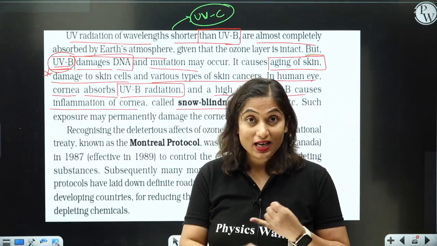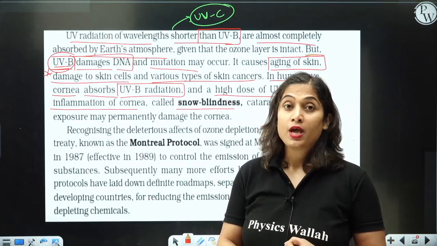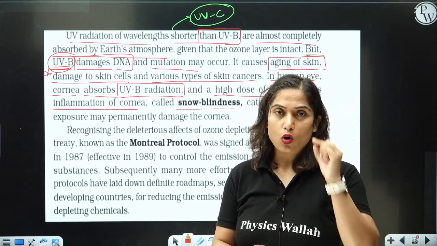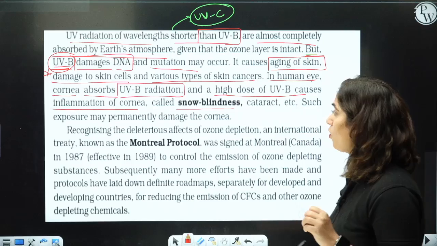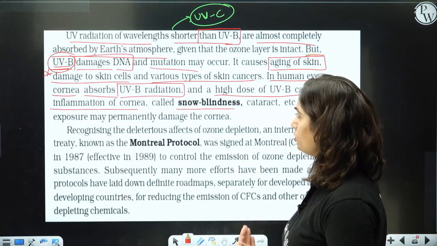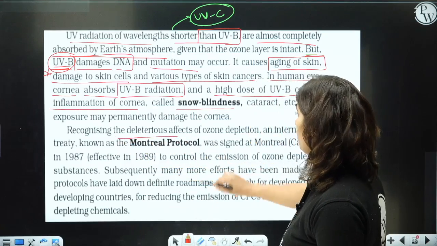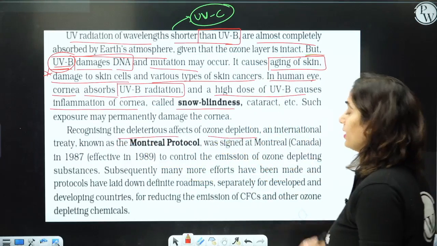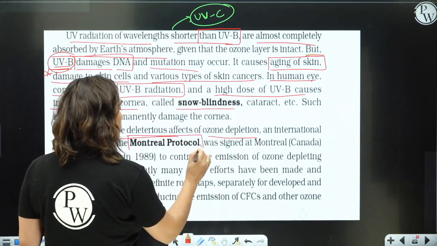which can cause skin cancer, which can cause mutations, which can cause damage to DNA, which can cause inflammation in the cornea of the eye. That is called snow blindness, and it can also cause permanent damage to the eye.